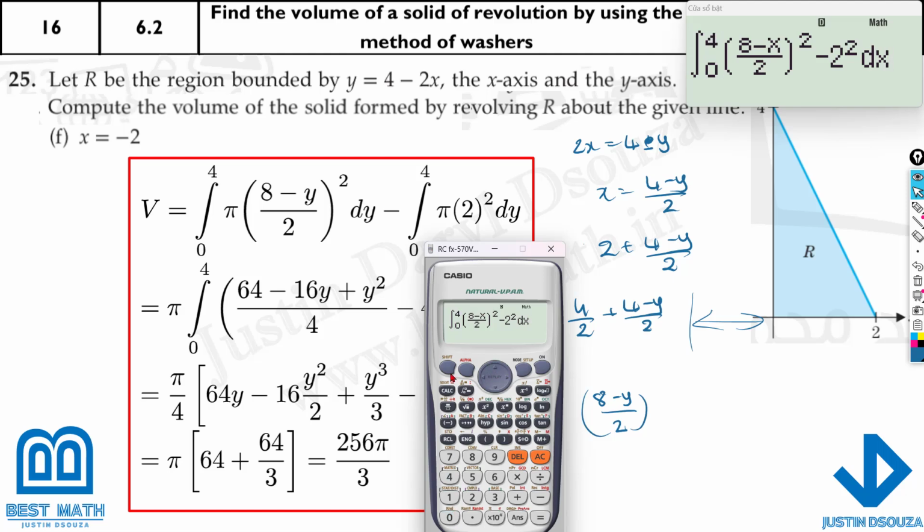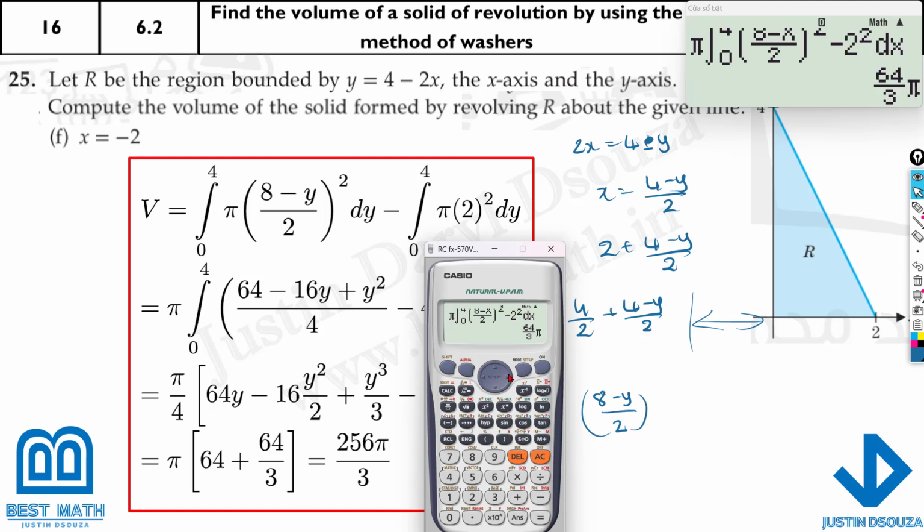Let me write out pi here. The answer is 64 by 3. This is correct. The starting one, what they have written, is correct, but the solving is wrong. The answer is wrong. This is the correct answer, 64 by 3 pi. I hope this is clear. That is what we had got initially when I had written the steps and done it.